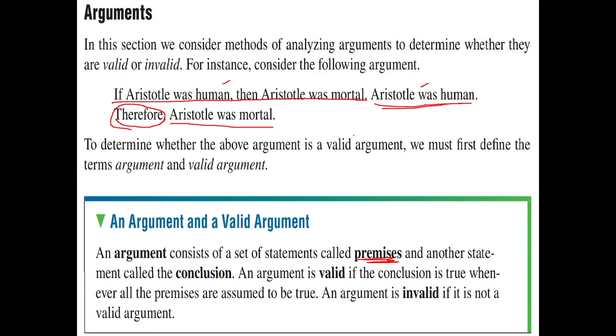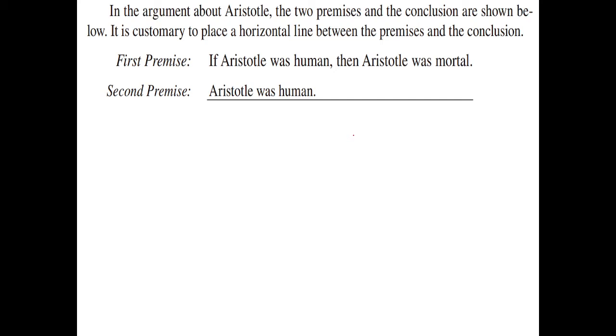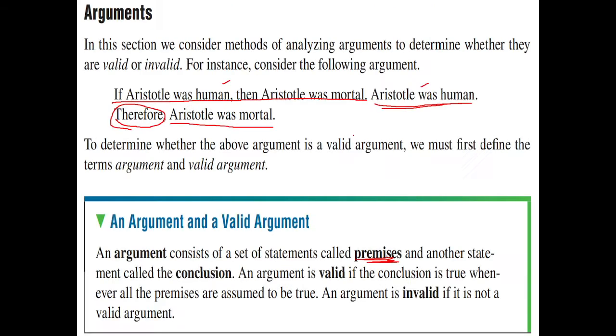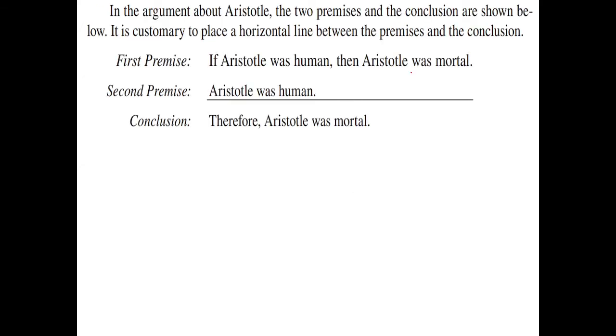Okay? Now let's have this one. In the argument about Aristotle, the two premises and the conclusion are shown below. Look at this one. This is the first premise. I mentioned this a while ago. If Aristotle was human, then Aristotle was mortal. The second premise, Aristotle was human. Gikan na sa atong example diri. First premise, second premise. Okay? And our conclusion, I said, ang ilhanan nato, therefore. So meaning, therefore, Aristotle was mortal.